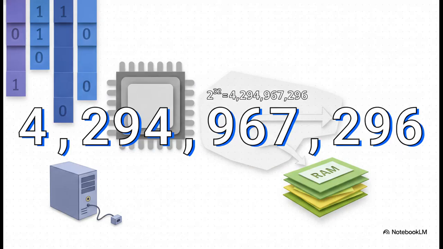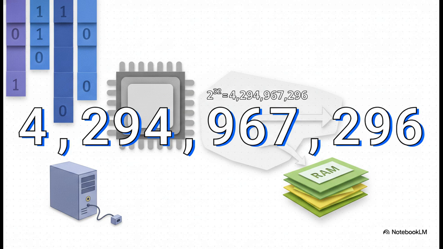And this right here leads us to a fascinating mathematical limit: 4,294,967,296. Why is this gigantic specific number so crucial? Well, if your computer has a 32-bit address bus, it means the GPS system can only broadcast 32 ones and zeros. Mathematically, 2 to the power of 32 gives you exactly this number of unique addresses.